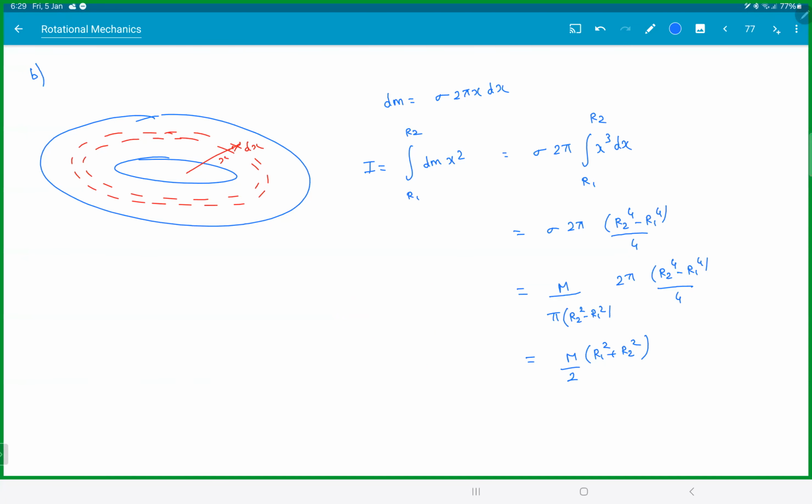Check. Integration is faster here. Sigma here is mass by total area. Here the area is pi (R2 square minus R1 square). And that can be written as, a square minus b square is (a plus b) into (a minus b). So R2 square minus R1 square will cancel. Integration is faster. Check it out.